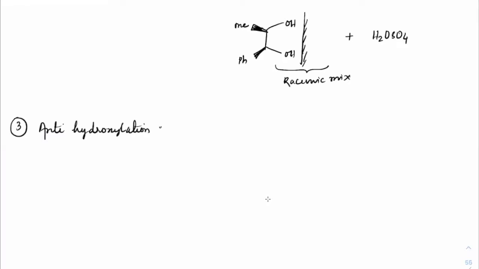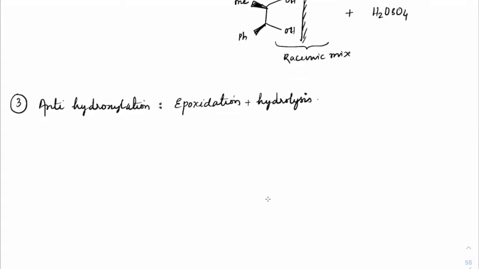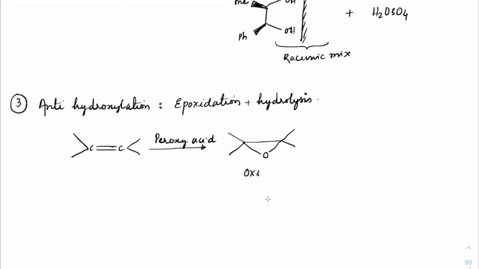Anti-hydroxylation, this time by using peroxy acids. So it happens in 2 steps, so that's why it is called epoxidation plus hydrolysis. So it is epoxidation and hydrolysis. In case we have a double bond with any peroxy acid, then first we will get an epoxide here, right? So this epoxide is also known as oxirane.